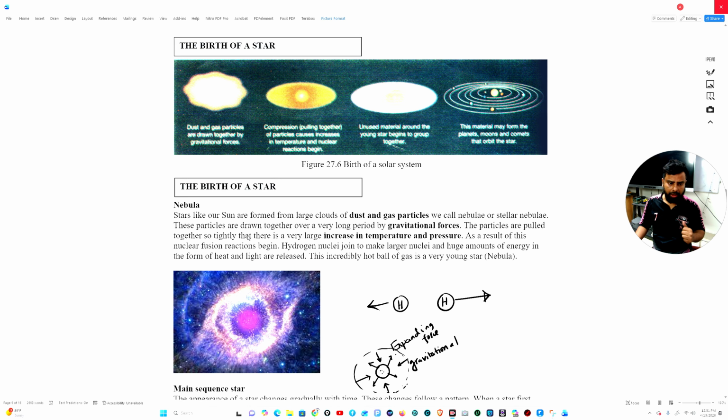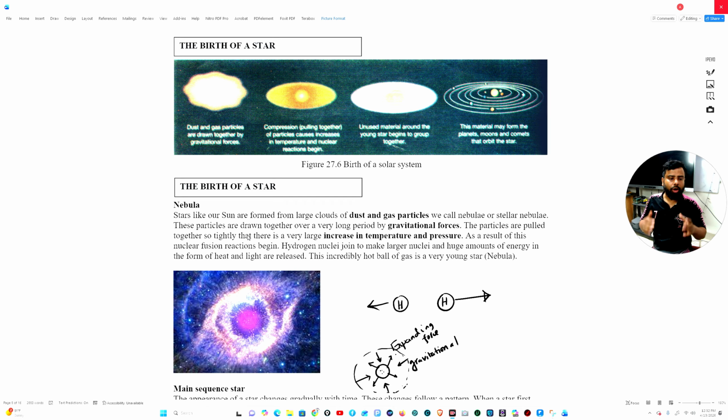Stars like our sun are formed from a large cloud of dust and gas particles. We call these nebulae or stellar nebulae. So a star is formed from a huge amount of dust and gas particles. These particles are drawn together over a long period of time by gravitational force. The particles are pulled together so tightly that there is a very large increase in temperature and pressure.